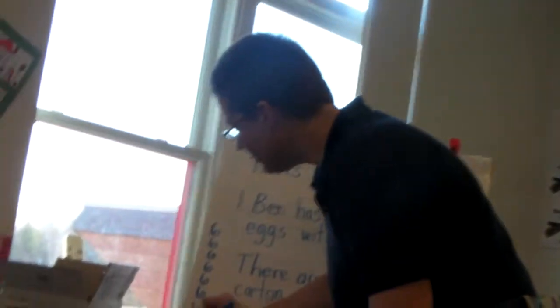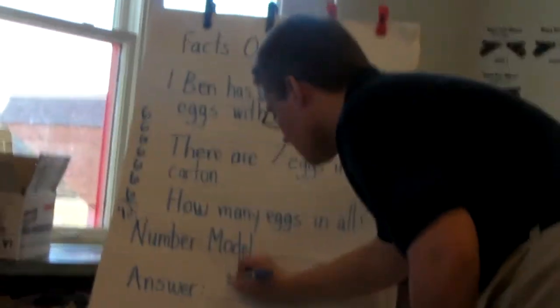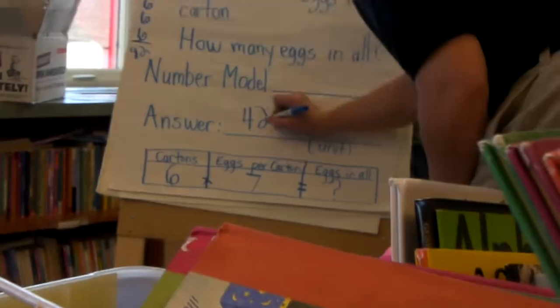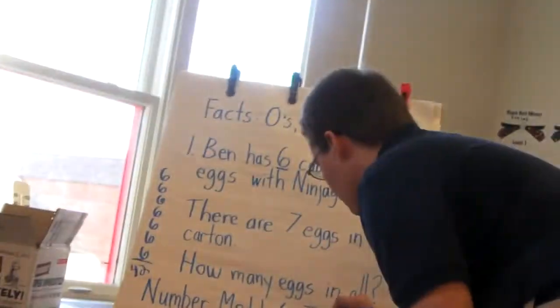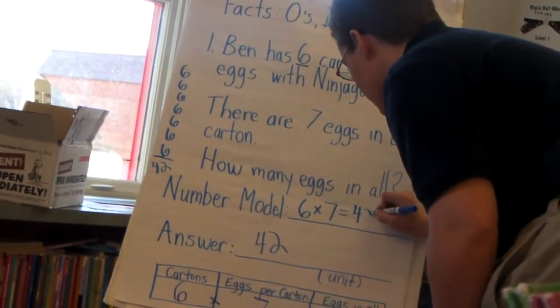You can go 6 plus 6 is 12. 12 plus 6 is 18. 18 plus 6 is 24. 24 plus 6 is 30. 30 plus 6 is 36. 36 plus 6 is 42. Yes. Okay, so that's one way to do it. The answer is 42, actually. So I'm going to put that right there for the answer. The number model is just right here. 6 times 7 equals 42.